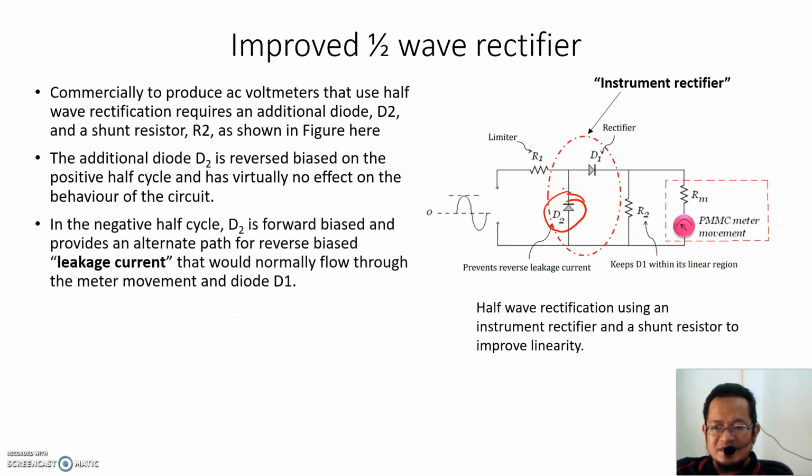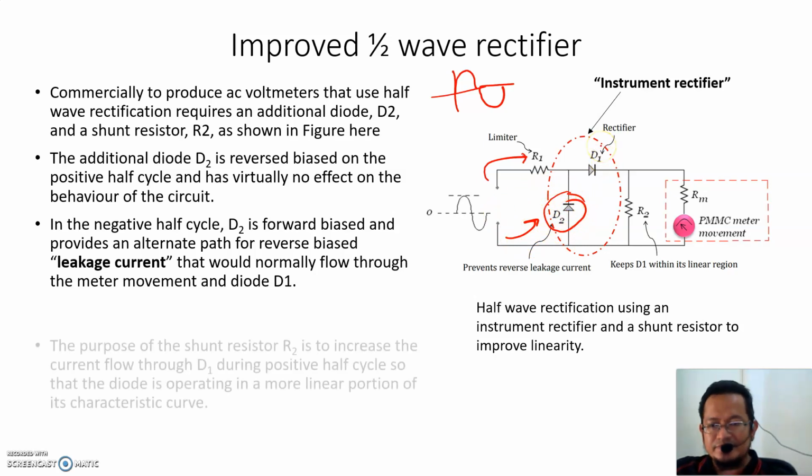During the negative half cycle, this is a positive half cycle, this is a negative half cycle, D2 is forward biased and provides an alternate path for the reverse bias leakage current that would normally flow through the meter movement of D1. So the positive cycle current goes this way, but the negative cycle current goes this way. It provides an alternative path for the leakage current to flow, not through the diode D1.